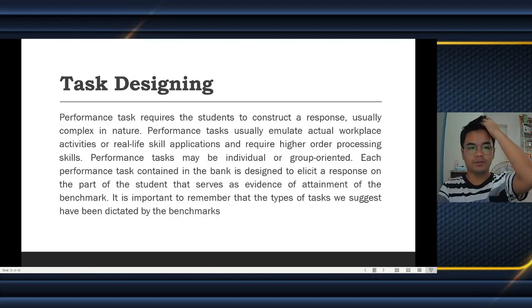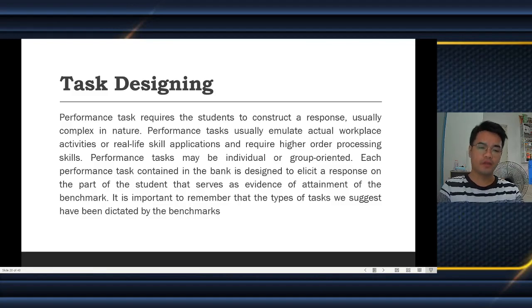Okay? So in task designing, performance tasks require the students to construct a response, usually complex in nature, so multi-stage tasks. Performance tasks usually emulate actual workplace activities or real-life skill applications and require higher order processing skills. Performance tasks may be individual or group-oriented. Each performance task contained in the bank is designed to elicit a response on the part of the student that serves as evidence of attainment of that particular benchmark. It is important to remember that the types of tasks we suggest have been dictated by the benchmarks.